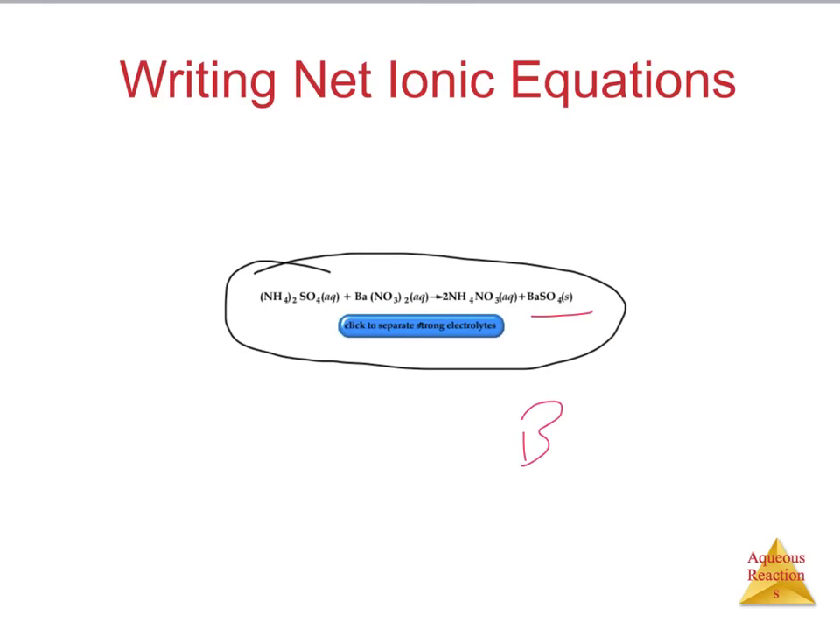So you know that your net ionic equation is going to have BaSO4 with the solid. Now, the ions that would make that, we would have to take the Ba, which is 2 plus, and that will be aqueous, plus the SO4 from right here.